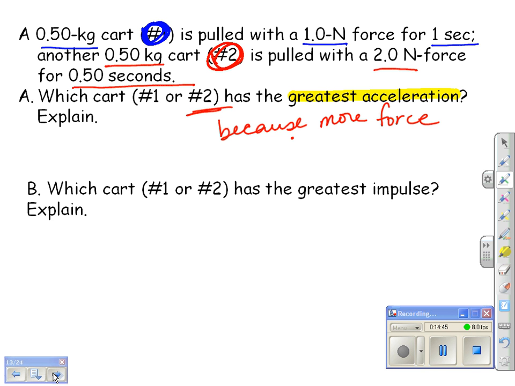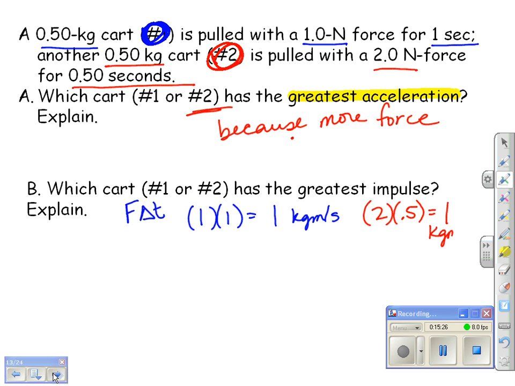Now it also asks which cart, number 1 or number 2, has the greatest impulse? Well, remember that impulse is going to be force times the change in time. So the force for cart 1 is 1 newton times my change in time, which is 1 second. So that's just going to be 1, and that is kilogram meters per second, because it is momentum also. And then for the second cart, it is 2 newtons of force times 0.5 seconds, which is also 1 kilogram meter per second.